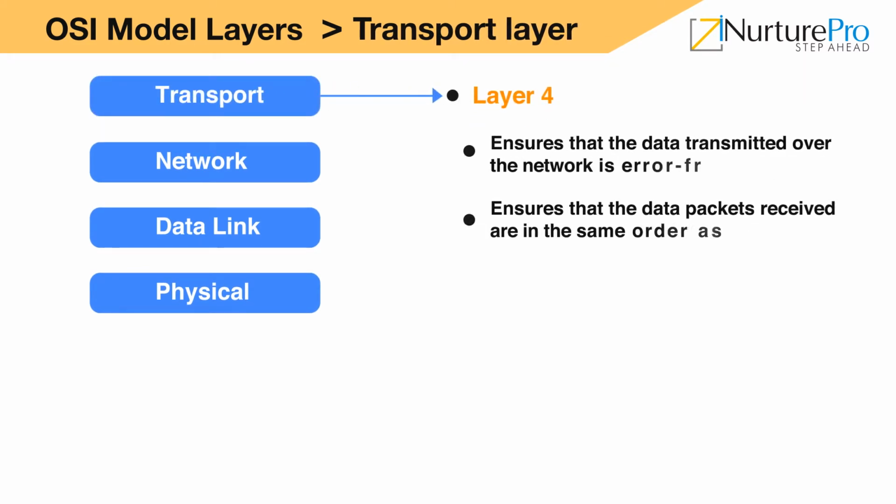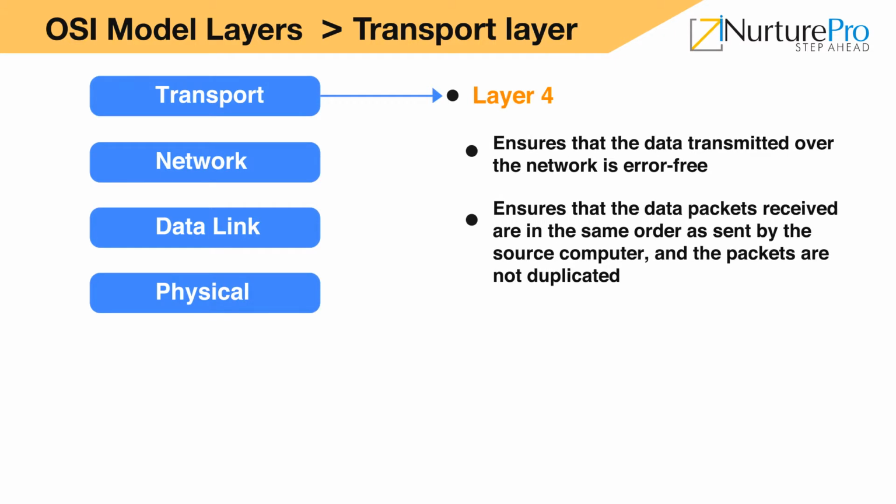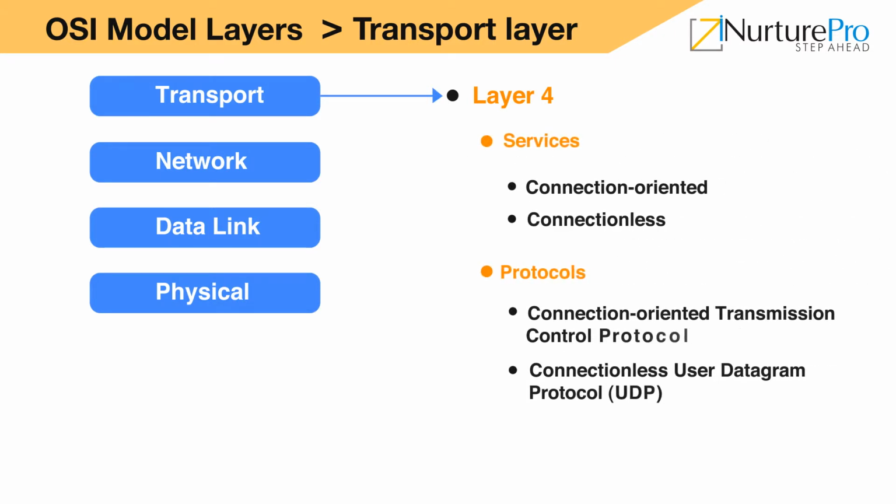Once the route of the data transmission is decided, the data is transferred from the network layer to the transport layer. The transport layer provides source-to-destination communication between devices on a network. This layer ensures that the data received by the destination computer is exactly the same as it was sent by the source computer. It ensures that data transmitted over the network is error-free. This layer offers two types of services.